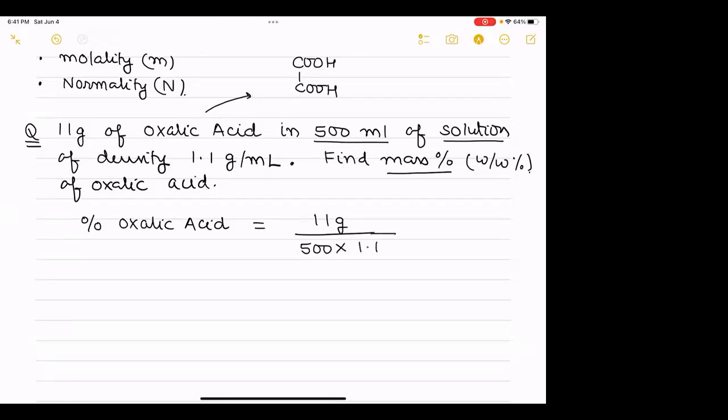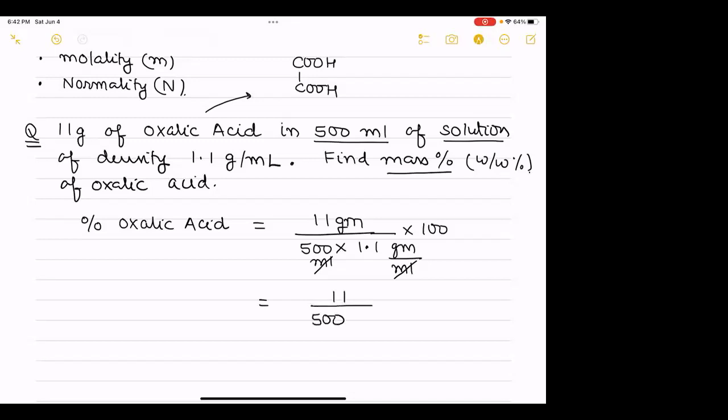Okay, 500 into 1.1. It is 500 ml, and 1.1 density is gram per ml, so ml will cancel. In the numerator you have grams of oxalic acid, in the denominator also you have grams of total solution, into 100. I hope both of you did it in this way only. Yes, sir. Okay, very good. So 11 divided by 500.